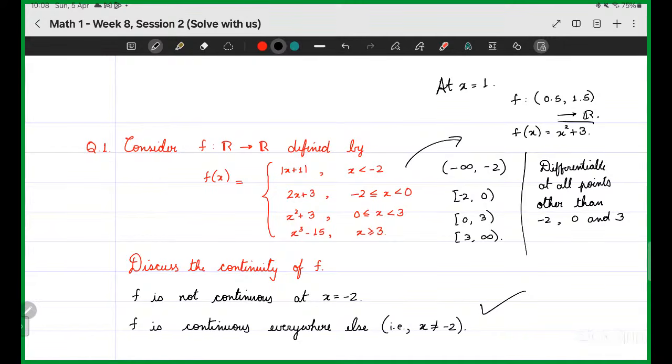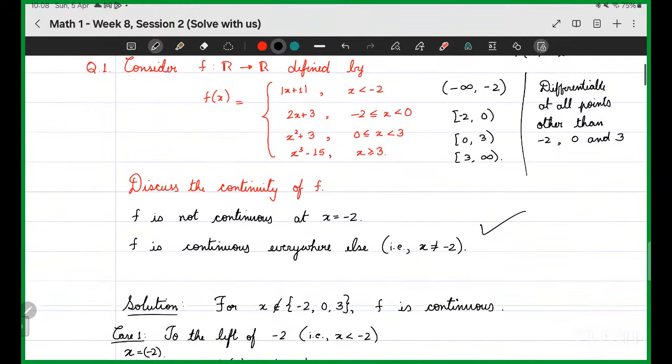Now, if I just tell you the function is x square plus 3, do you not automatically say that it is differentiable? It's a polynomial function. At every point on the domain, it is differentiable, the domain being 0.5 to 1.5 for now. And that would mean that this function, the original function, which is defined from R to R, is also differentiable at 1. So if I want to look at differentiability at 1, all I need to do is look at it in an interval around 1.